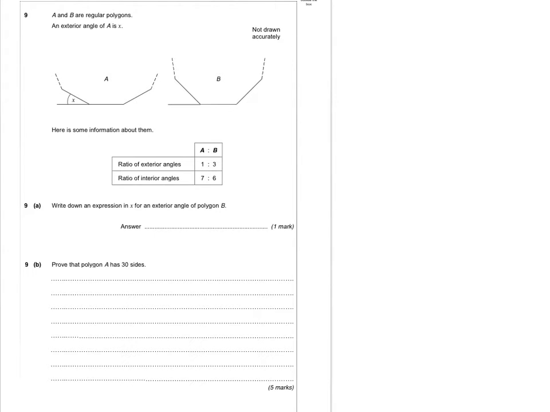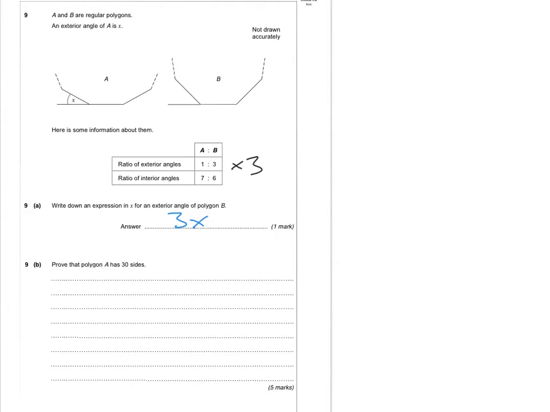A and B are regular polygons, so the exterior angle of A is x. Here is some information about them. The ratio of exterior angles is 1 to 3, A to B. The ratio of interior angles is 7 to 6. Write down an expression for the exterior angle of polygon B. Well, to get from A to B for the exterior angles, you multiply by 3. So this will be 3x.